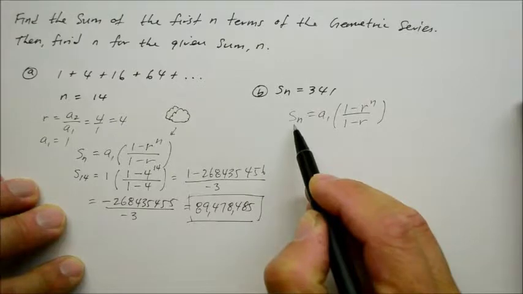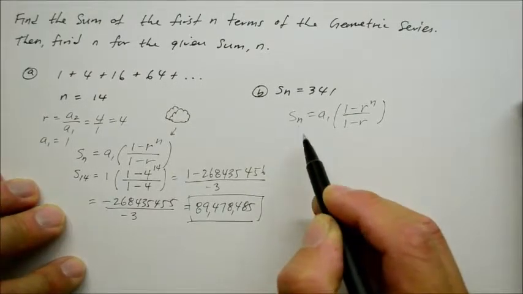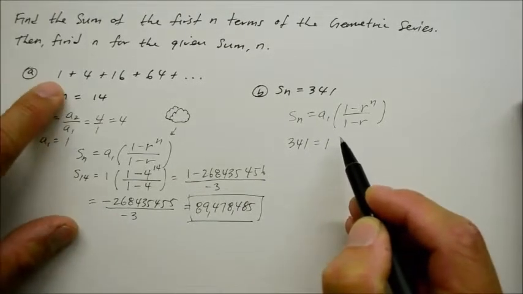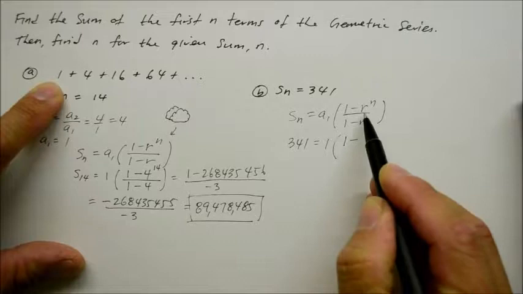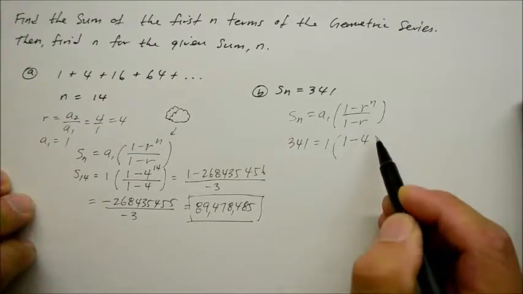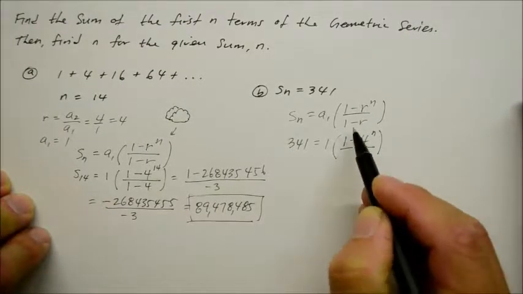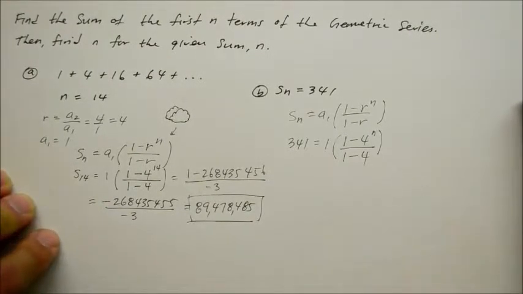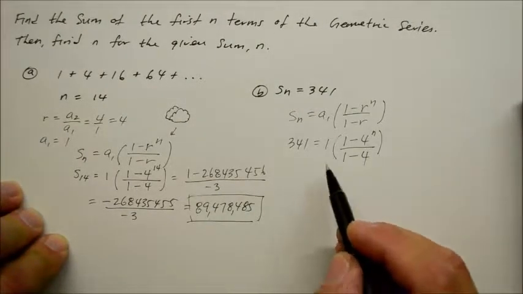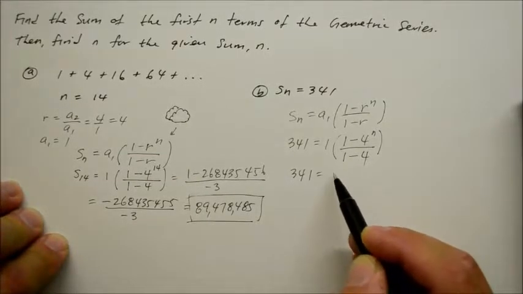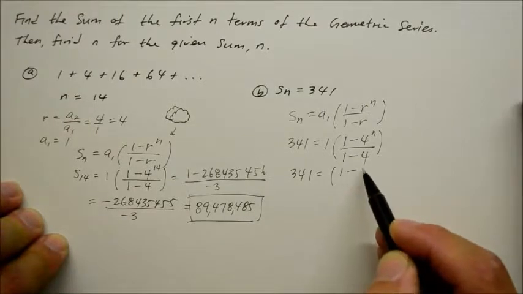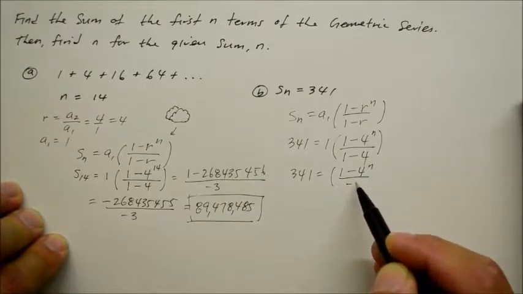Now we are given the value of the sum, that's 341, so we put that there. Initial number a sub 1 is 1, right there. Now the inside, 1 minus the common ratio r, we said it was 4. And this time we don't know what the n is. That's what we're trying to find. Over 1 minus the common ratio r again, 4. So we're going to start evaluating. In this case, we get 341 is equal to, well, that's an identity, we don't have to worry about that. So here we have 1 minus 4 to the n, and on the bottom we have negative 3.